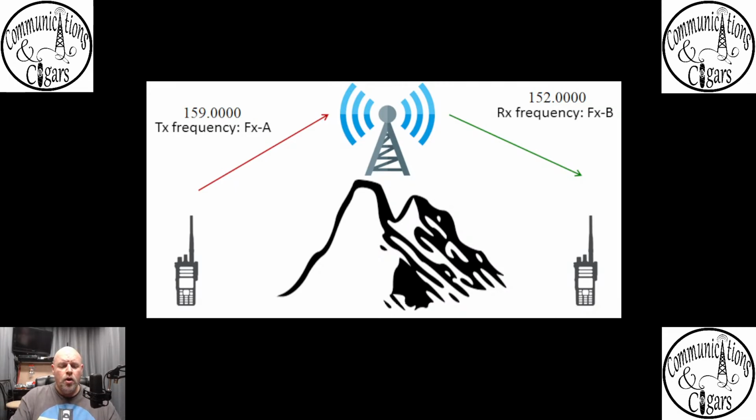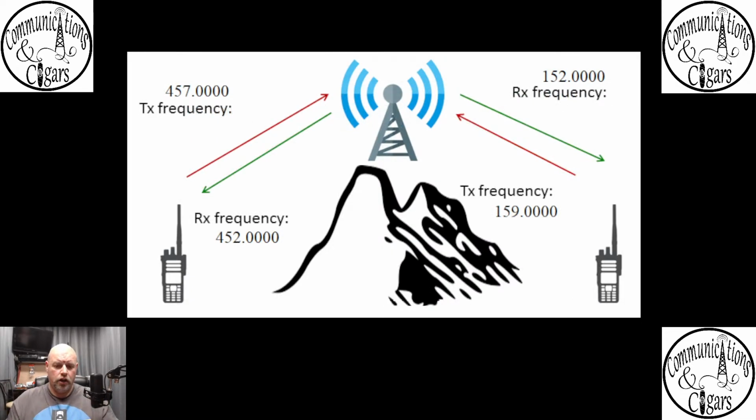But now what we have to talk about is crossband repeating. Crossband repeating makes a little bit of a different world, because crossbanding can be a couple different varieties. It can be bidirectional or unidirectional. What we mean by bidirectional is that user A goes into the repeater and it transmits out to user B. User B transmits into the repeater, and it goes out to user A.